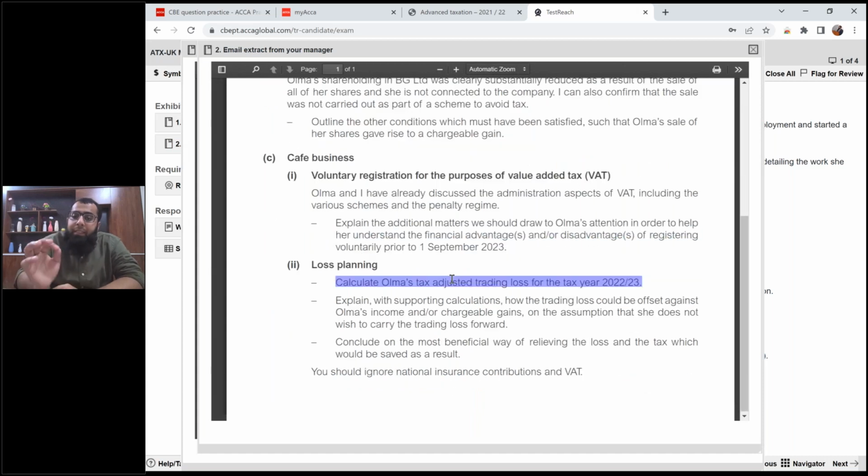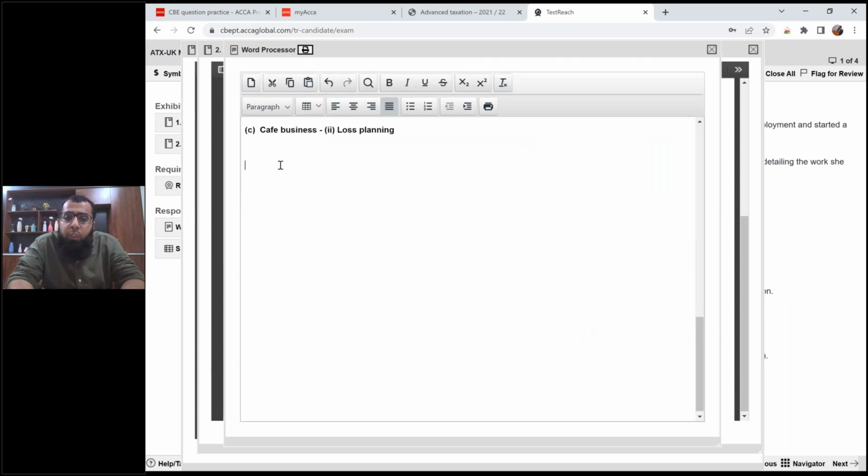Now let's read the loss planning. Calculate the Alma's tax adjusted trading loss for the tax year 2022-23. The first thing he has asked us is to calculate the loss for the tax year 22-23. I want you all to listen to me very carefully. Believe me, it's a very easy part. Okay, so we have to calculate the Alma's tax adjusted trading loss for the tax year 22-23.